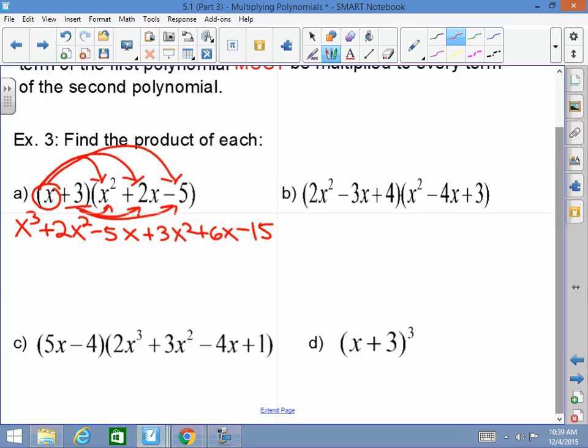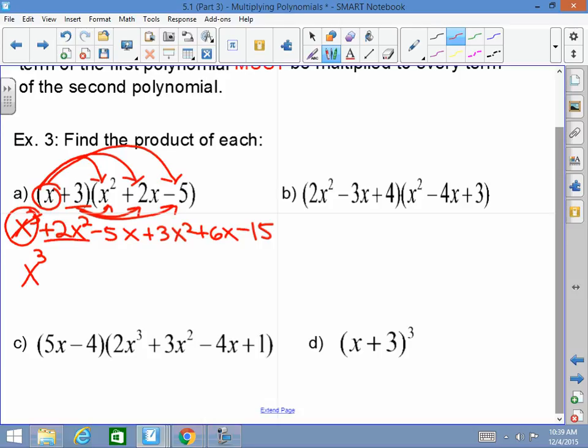Now we got to add like terms. Please be careful here. Whenever I add like terms in long polynomials like this, I personally like to sometimes label them. Sometimes labeling them helps me recognize them. So x cubed is by itself. There's no other x cubes. So I've got x cubed alone, and as you can see, I canceled it out. That way I know I don't have to mess with it anymore.